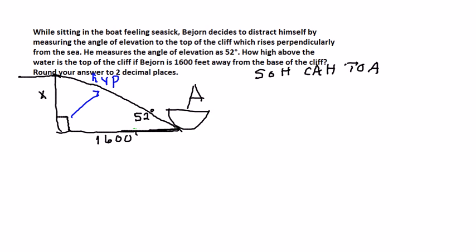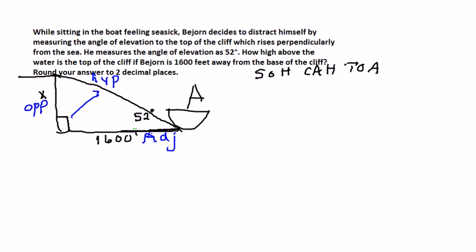And then the adjacent side forms the angle you're interested in. So we're interested in the 52 degree angle. So the adjacent side forms that angle along with the hypotenuse. That's because adjacent means next to. Okay, so that leaves the opposite side over here. So opposite 52 degrees is X.